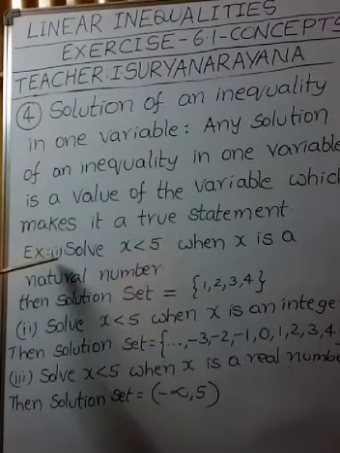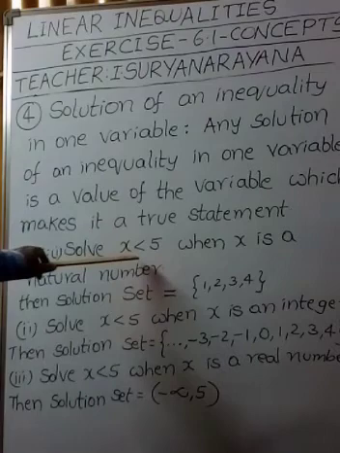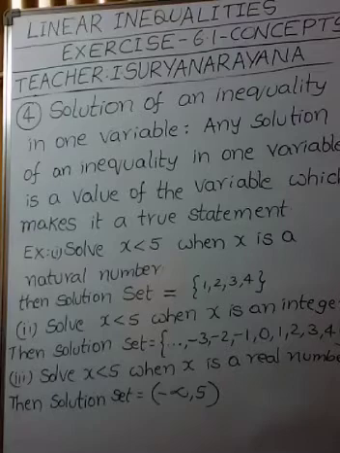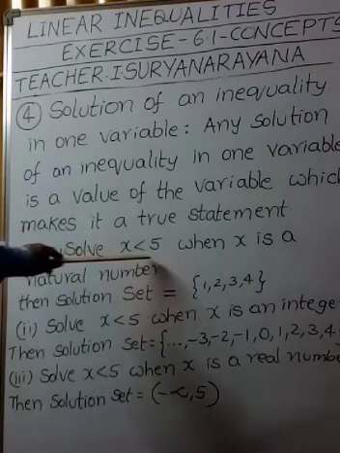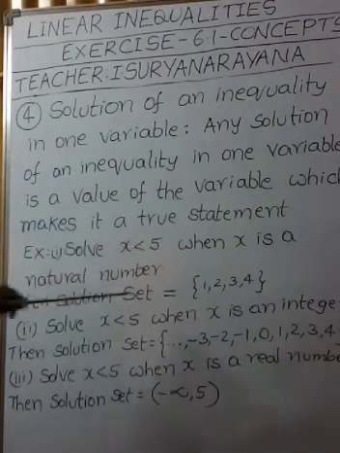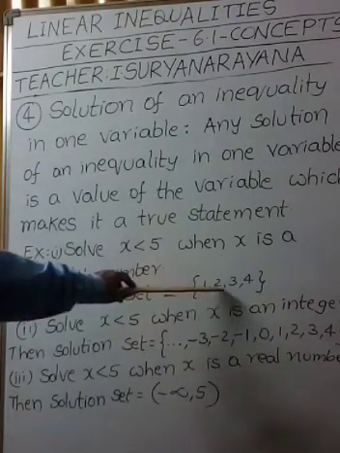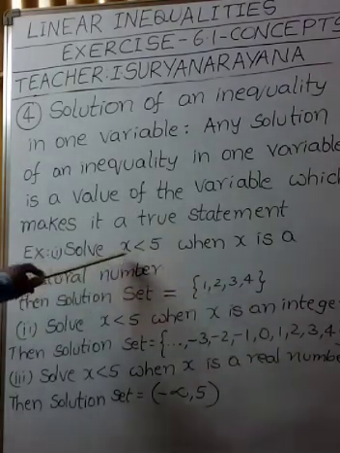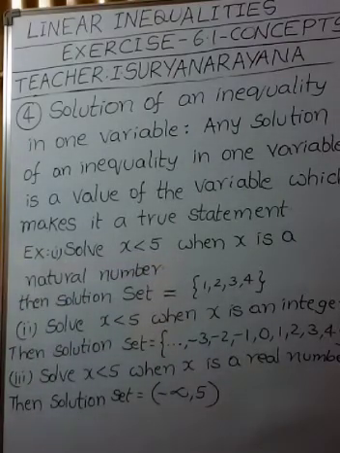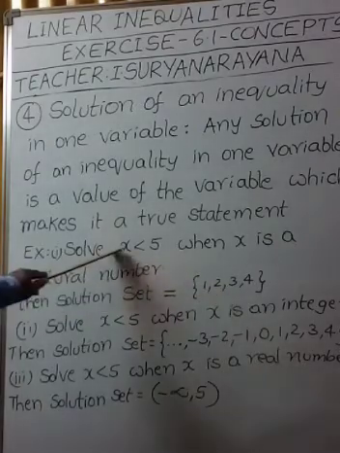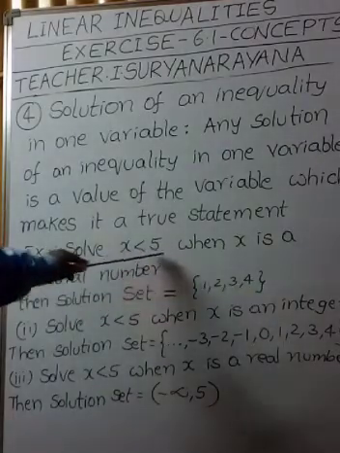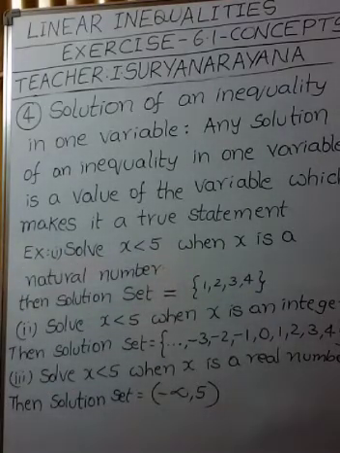For example, take this example. Solve x less than 5 when x is a natural number. Understood this point, my children? We have to solve this inequality when x is a natural number. Then what is the solution? 1, 2, 3, 4. 1 less than 5, isn't it, my dear children? True statement or false? Yes, true statement. 2 less than 5 is a true statement or not? Yes, it is a true statement. 3 less than 5 is a true statement or not? Yes, it is a true statement.